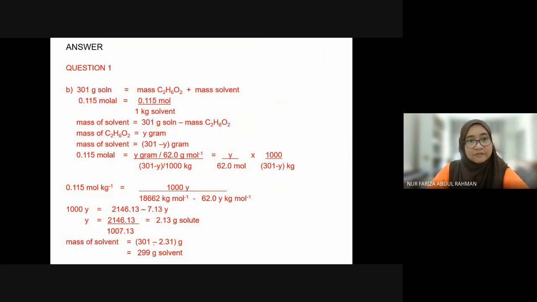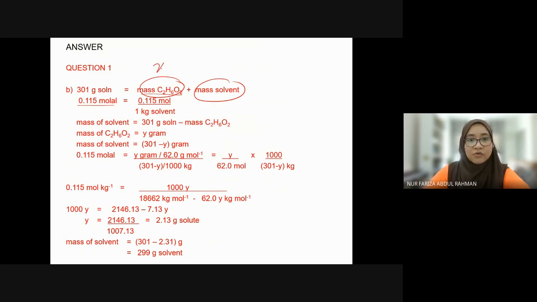So alternative to the previous solution just now, you can also answer by using the formula of the molality itself. What we want is to find the mass of the solute and the mass of the solvent. This is the information given. So we know that 0.115 molal is equal to 0.115 mole divided by 1 kilogram of solvent. So to find the mass of solvent, 301 gram minus mass of C2H6O2.